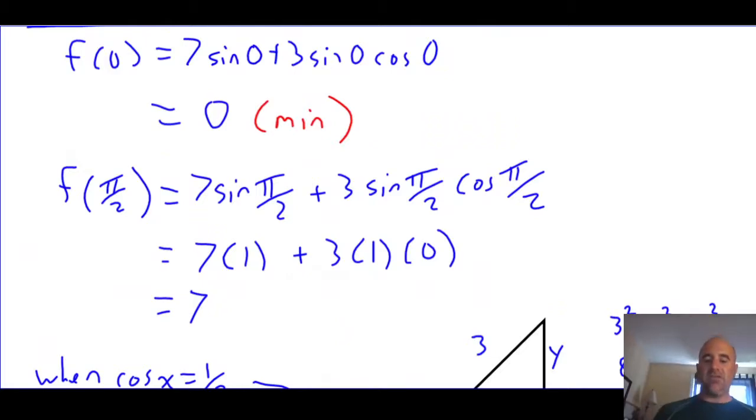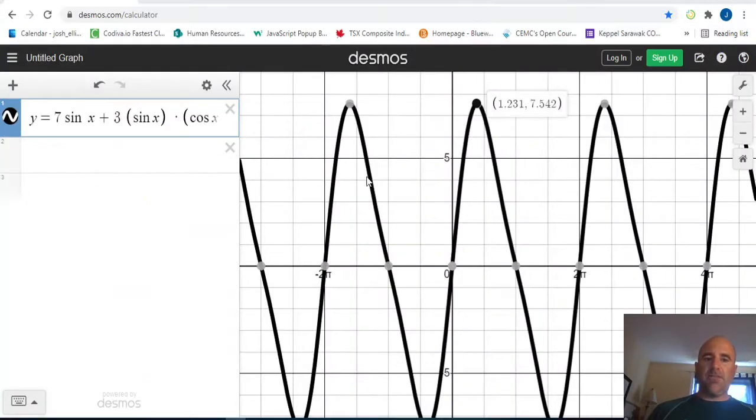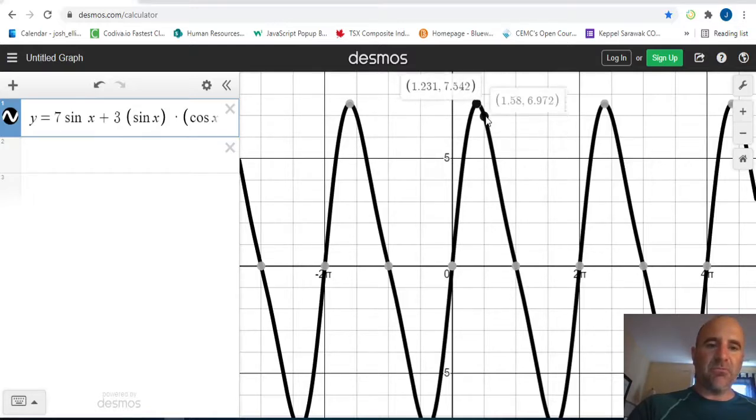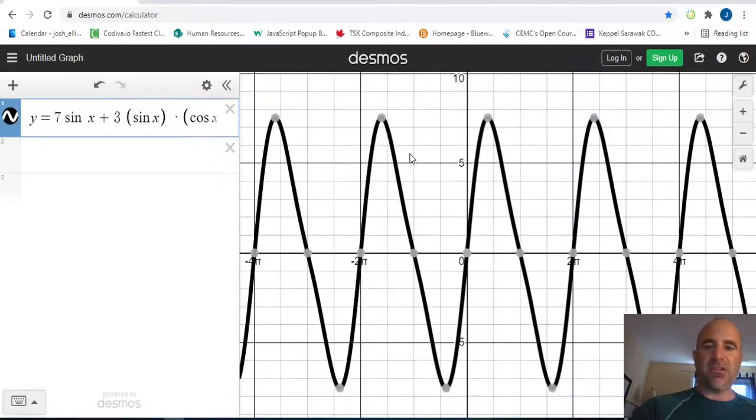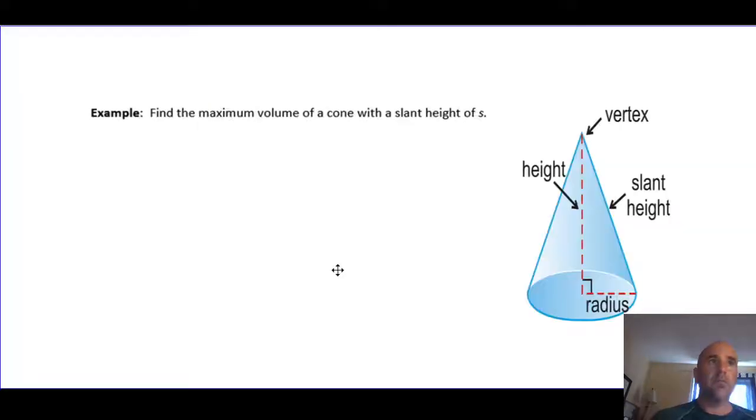And we can take a look at the graph too while we're at it. So there's the graph there of 7 sine x plus 3 sine x cos x, and we can see, sure enough, we got our minimum value of 0. Like I said, cosine of x equal to 1/3 happens at about 1.2 radians and about 7.5, which there's your maximum. And then in this graph, this is pi, so pi over 2 is right here, which is about 7, which puts you somewhere in there. So there it is. Not a super exciting graph. But that finishes our second example.